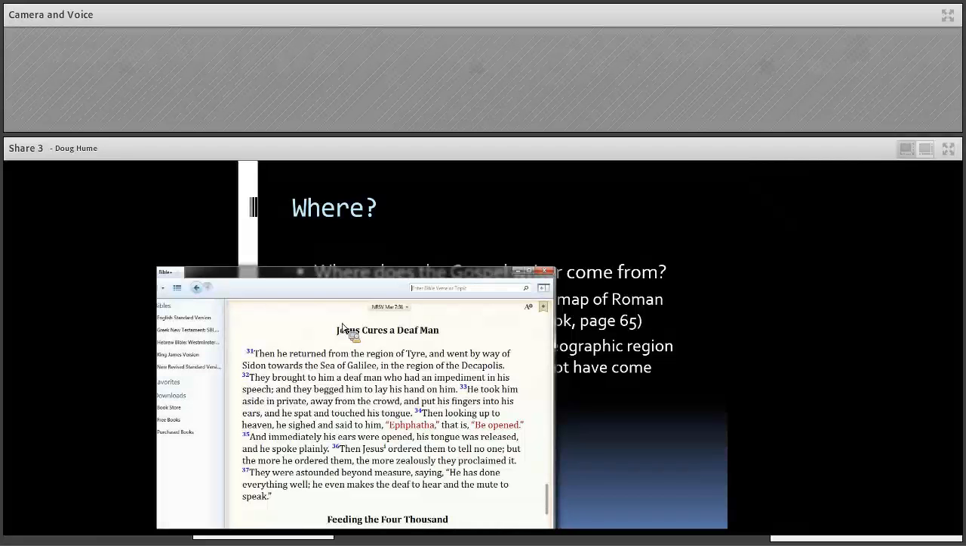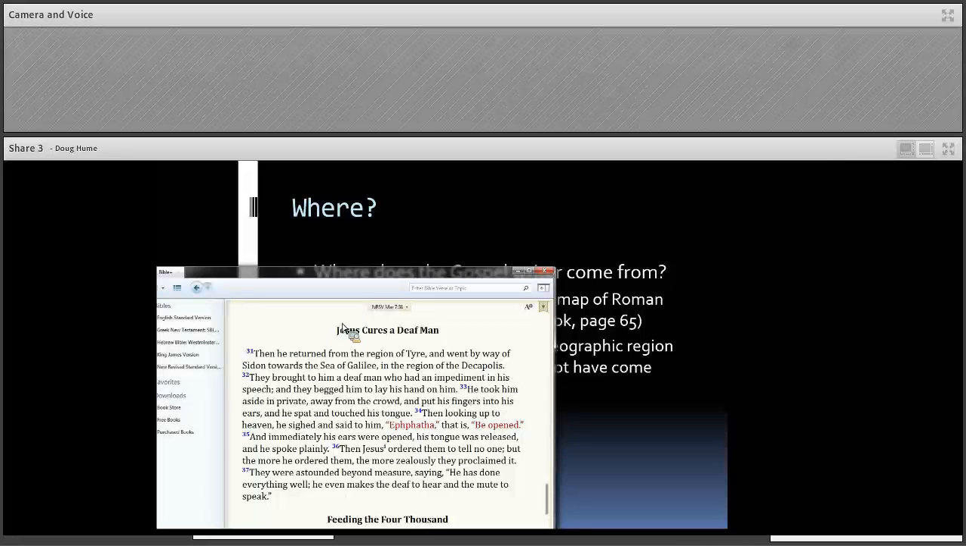So if you look at your maps on page 66, it says he's coming from Tyre, right? Then he returned from the region of Tyre. Well, that's up in the top left hand of your map, over on the top left edge, where it says province of Syria by the Mediterranean Sea, you'll see Tyre. Well, it says he returned to the region of Tyre and went towards the Sea of Galilee.